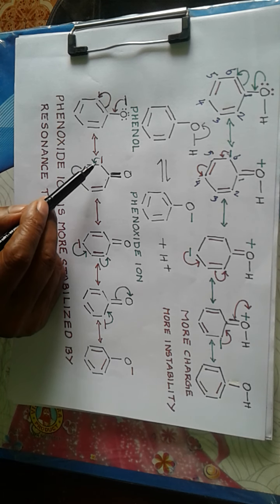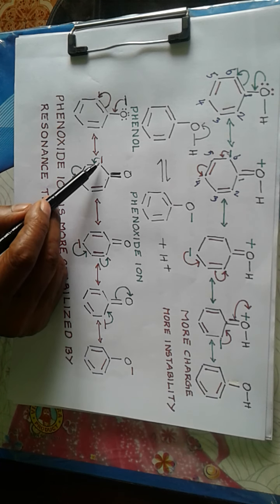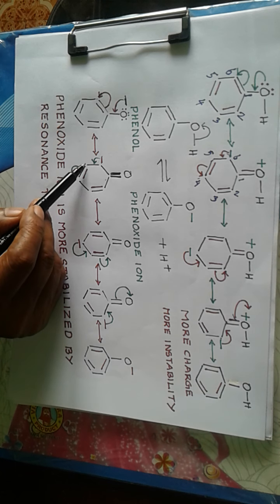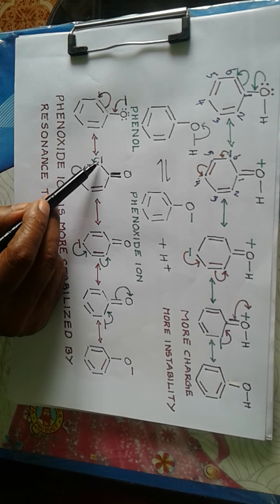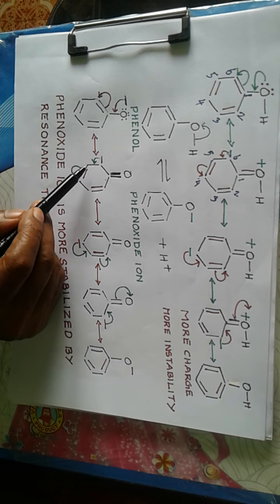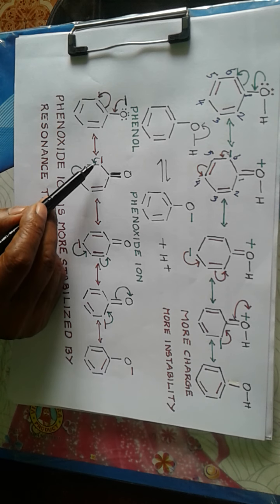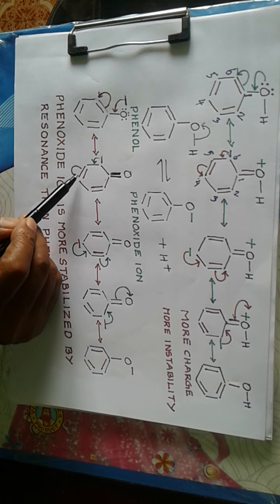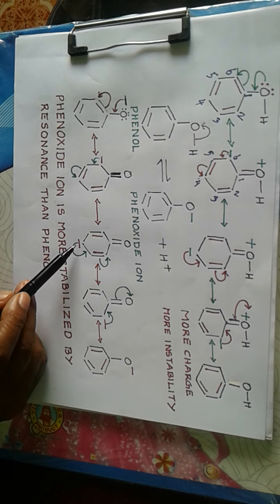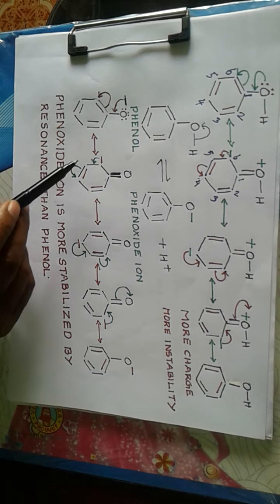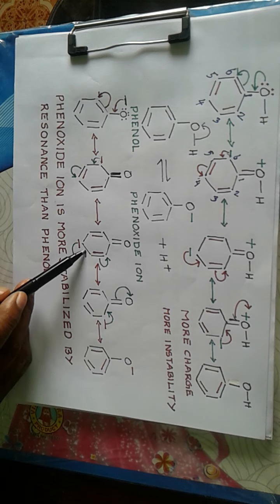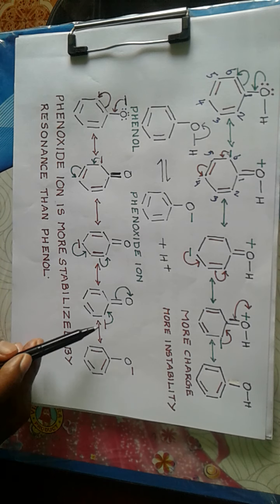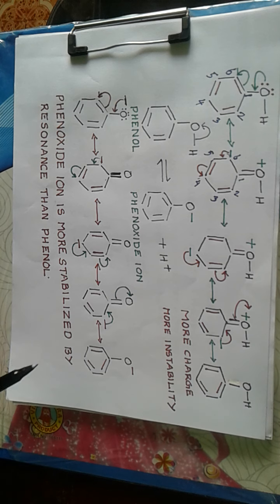So these two orbitals are parallel, and when they overlap, the lone pair is coordinated to the vacant orbital here, which means one electron of the lone pair is given to this carbon, so that the negative charge neutralizes here and the positive charge also neutralizes here, and we get a pair of electrons here and a negative charge here. Now the same thing is repeated here, and we get a negative charge here and the pi bond here.